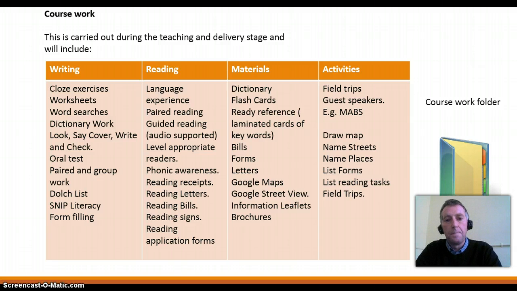As with activity one, the coursework then included closed exercise, worksheets, word searches, all the things you would normally do with a student in the course of the class. Reading is the same, language experience, paired reading. Materials used, dictionaries, flashcards, laminated cards, and then specific to this activity, bills, forms, letters. Google Maps is also good to look at your locality for street names. Google Street View, if you can use it to actually look at the actual street rather than just look at it as a map.